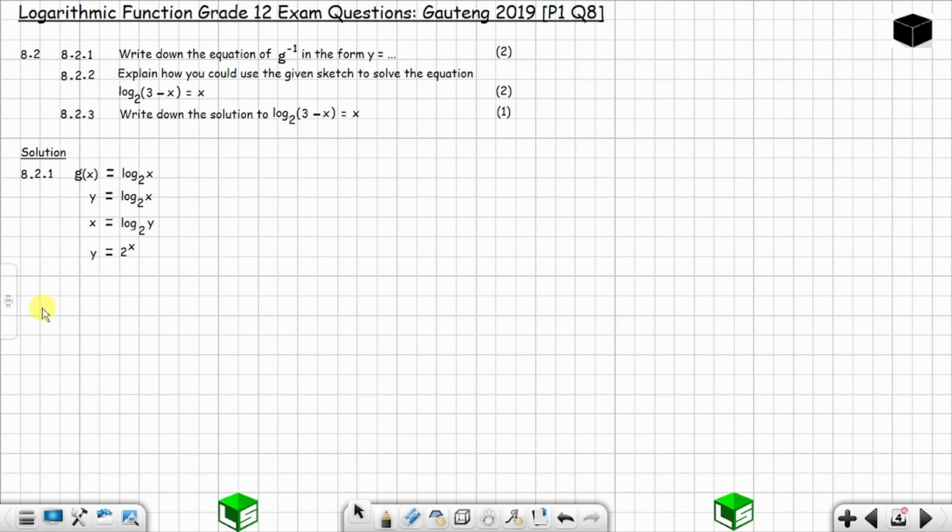Now 8.2.2, the question is: explain how you could use the given sketch to solve the equation log of 3 minus x base 2 is equal to x. Let me write this down. Explain how you could use the given sketch to solve the equation. Before that, you can try to rewrite this in another way. Maybe it can help you to see clearly what the equation represents.